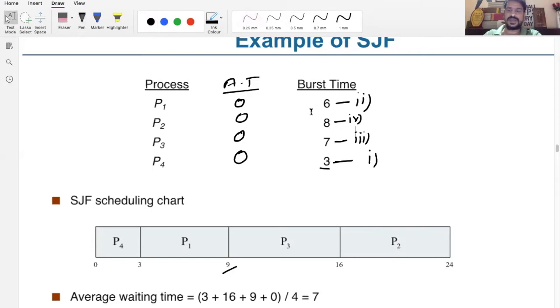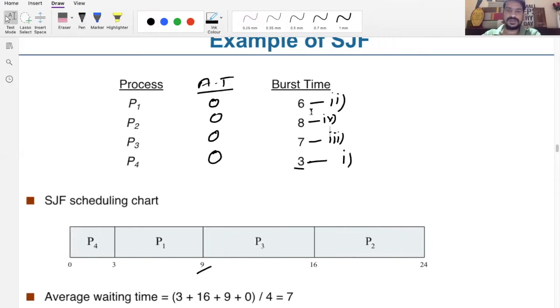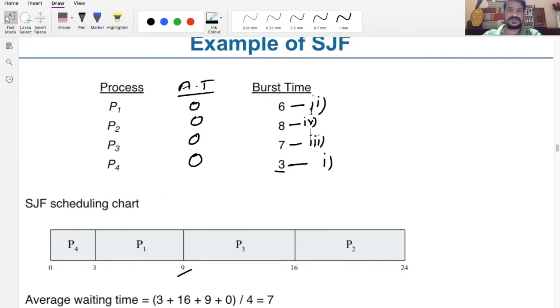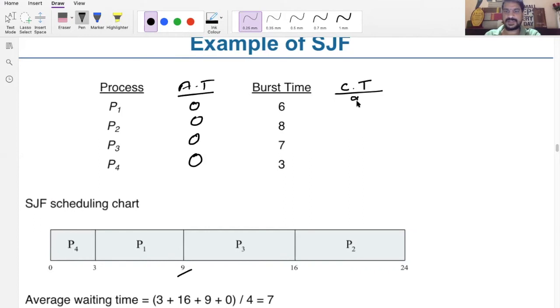Now let's find out the different times related to a process. So what are the different times? The first one that we'll see here is completion time. So what is the completion time of P1? The completion time of P1 you will find is 9.